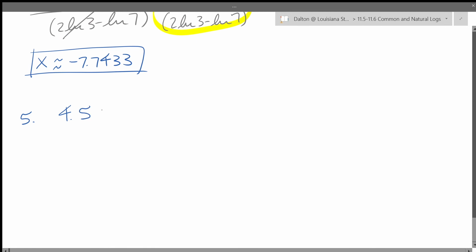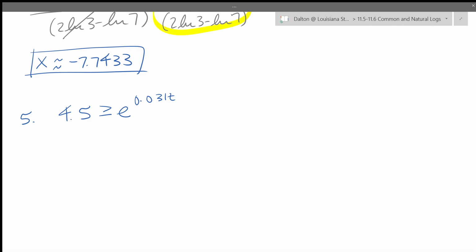4.5 is greater than or equal to e to the 0.031 t power. So again, I mentioned anytime you have e, natural log is going to tend to be your better option. And here's why. And again, this is an inequality, but when you solve inequalities, it's the same as solving with equations. The only thing you have to be mindful of is if you end up dividing both sides by a negative, you have to remember to flip your sign. That's not going to be the case here, but you may run into one like that in the future.